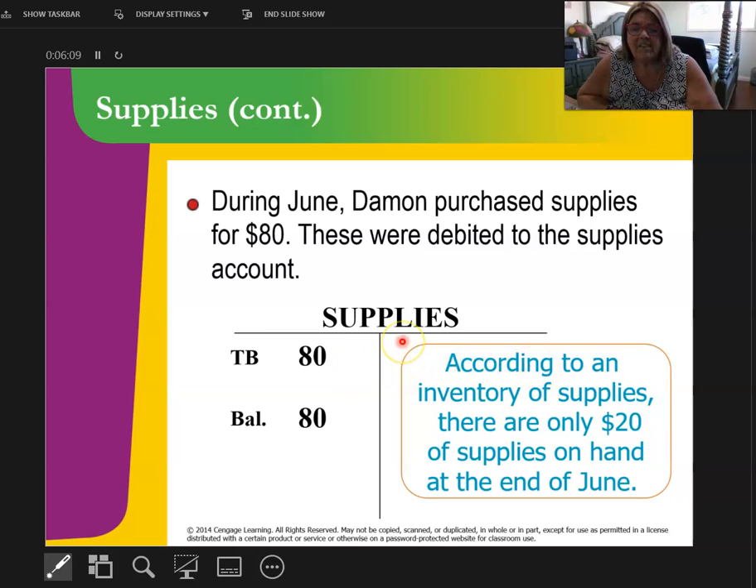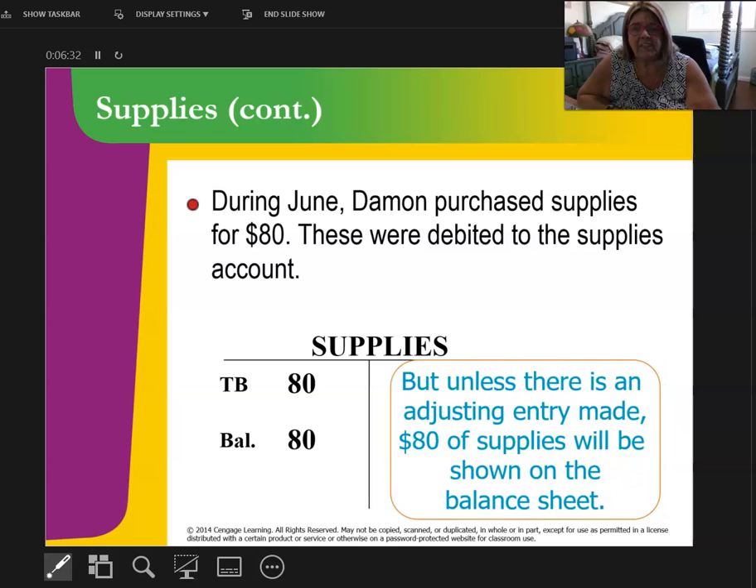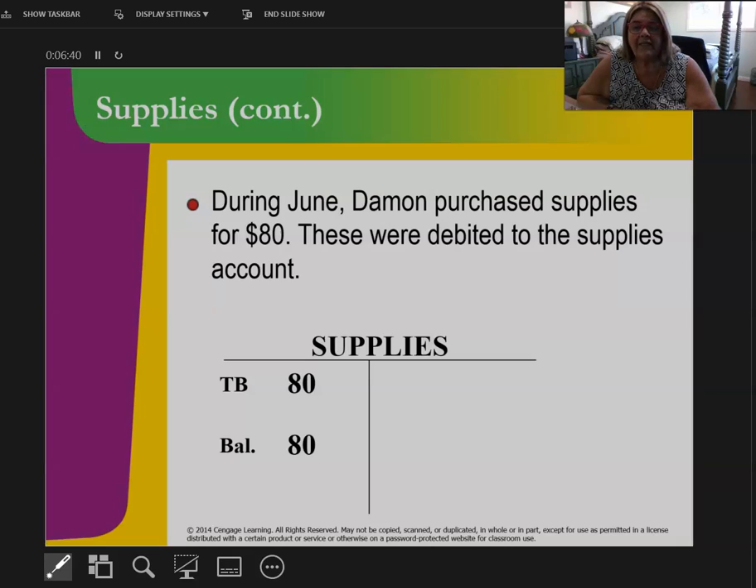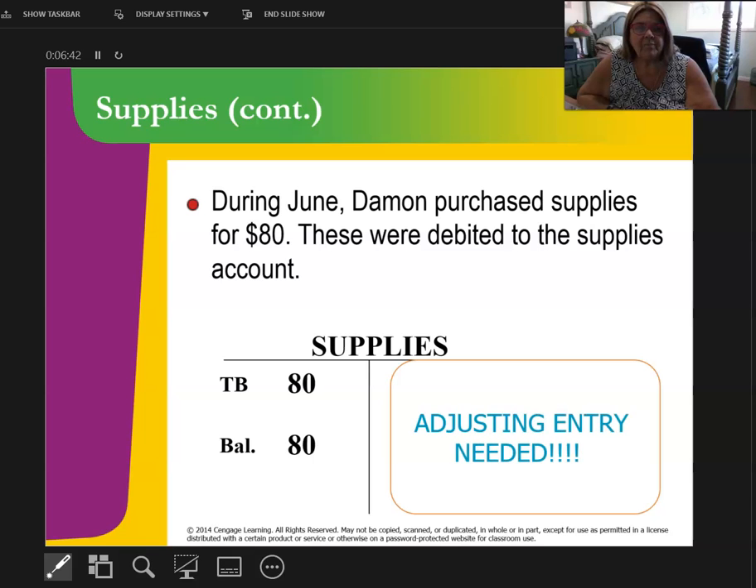I've used some of these supplies. And according to my inventory, I only have $20 worth of supplies on hand, but I started with 80. So I'm going to have to make an adjustment to correct the account on my books. Okay, so I need to make that adjusting entry.